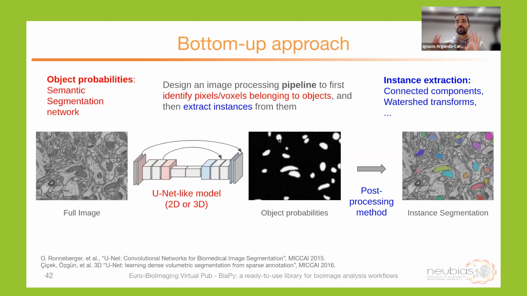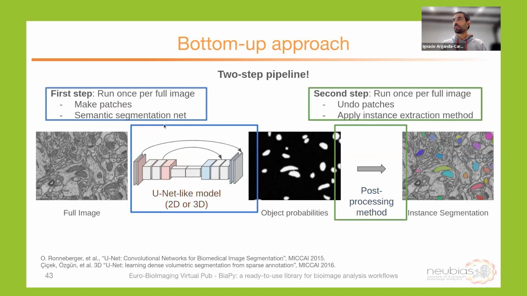So more or less, this would be a full pipeline for an instance segmentation. Now we know that we have two steps. In the first step, we have a full image. Then we have to make patches and pass all the patches through the network. And in the second step, when we have the object probabilities, we undo the patches. Now we create the mosaic of the entire image, and then we run the method for instance extraction.